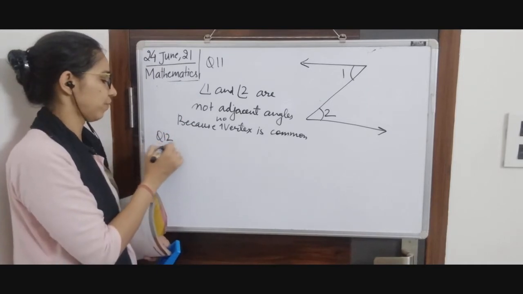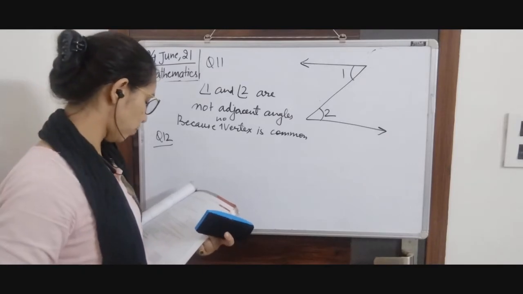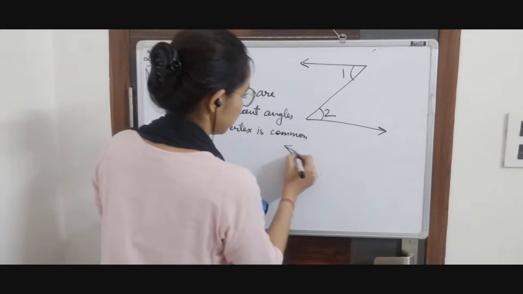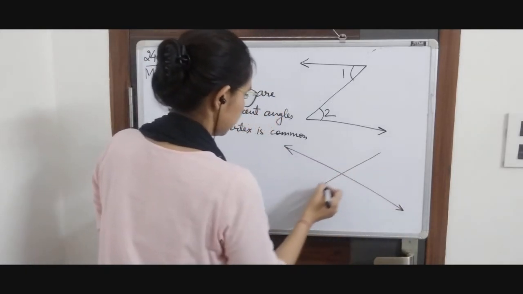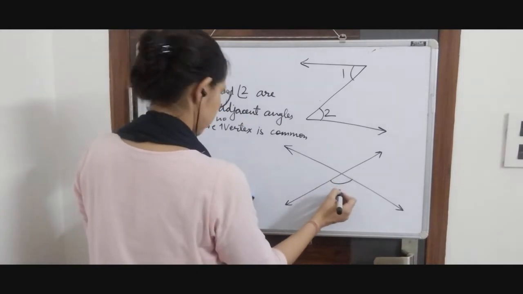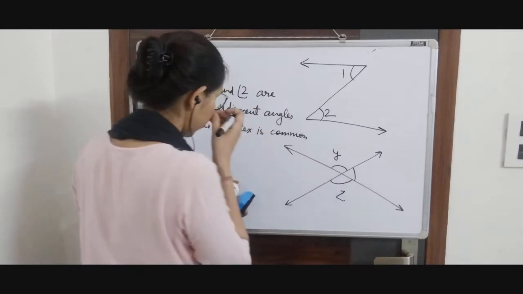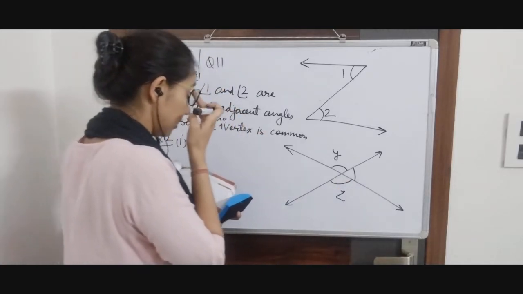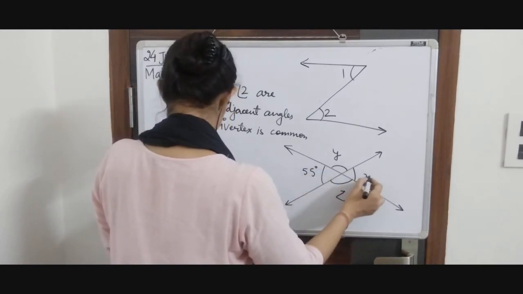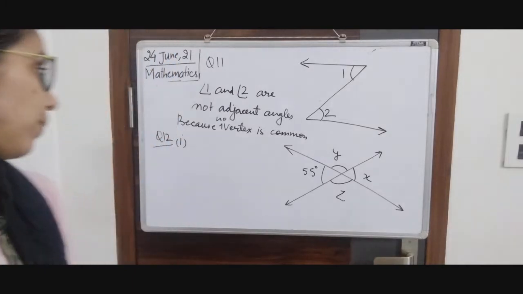Question number 12. Find the value of angles x, y, z in the following. So first we are going to do first part. In it we have two lines intersecting at one point like this. We have two vertically opposite angle pairs. This as x and this as 55. We have to find out the value of x, y and z.